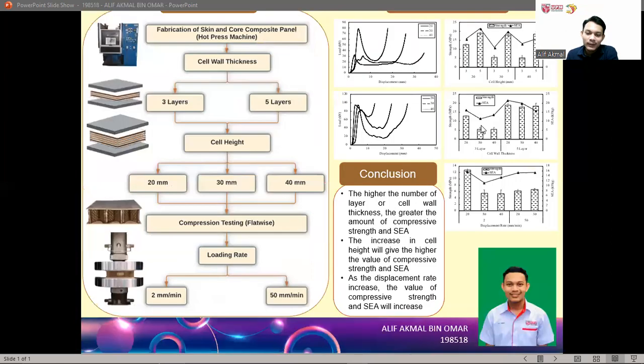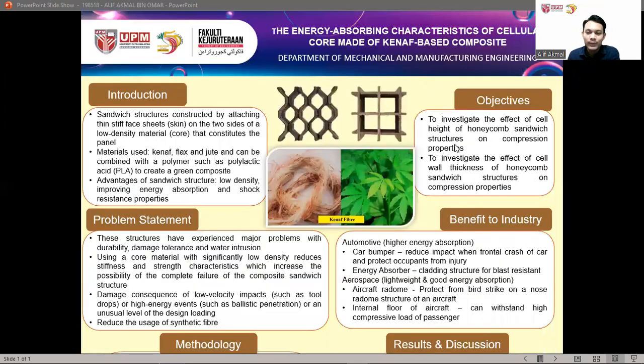So in conclusion, a higher number of layers or cell wall thickness will improve the compressive strength, which we also call the specific energy absorption of the sandwich structure. Also, increasing the cell height will give a higher value of compressive strength and specific energy absorption. And there is a slight improvement in compressive strength and specific energy absorption when raising the displacement rate during compression testing of the sandwich structure.